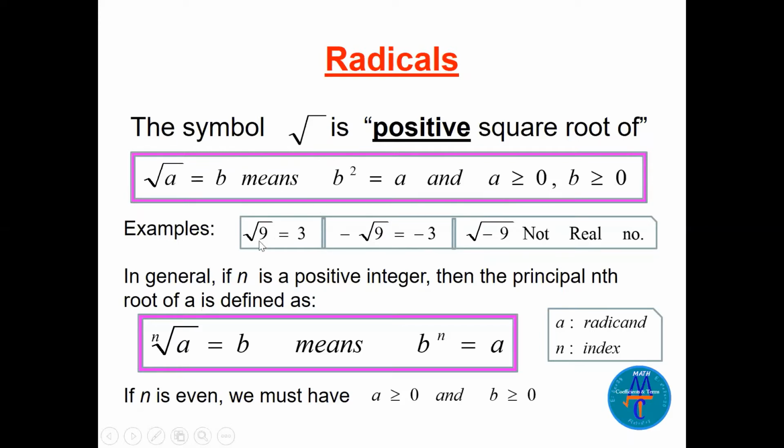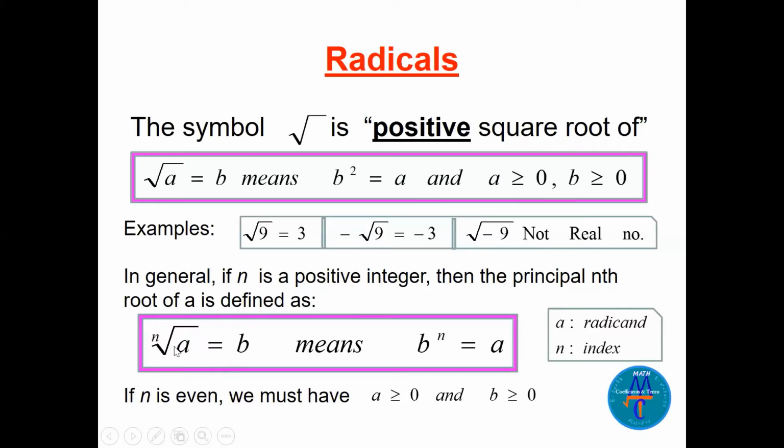Remember here, this is a big error. Some students write square root of 9 is plus or minus 3. That's wrong. Square root of 9 is only 3. Square root of 25 is only 5. If you have a minus outside, then this minus is coming from the minus 1 outside. Now, if you have a negative number under the radical, square root of minus 9, this is not a real number. Because here a should be a positive number. So there is no real number equal to square root of minus 9.